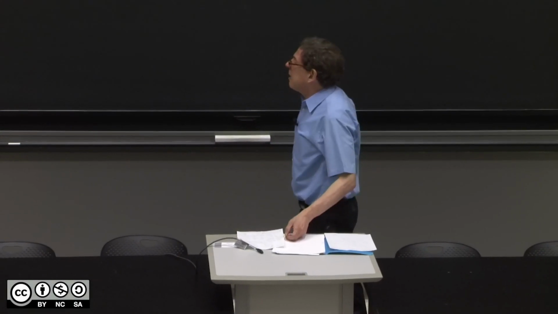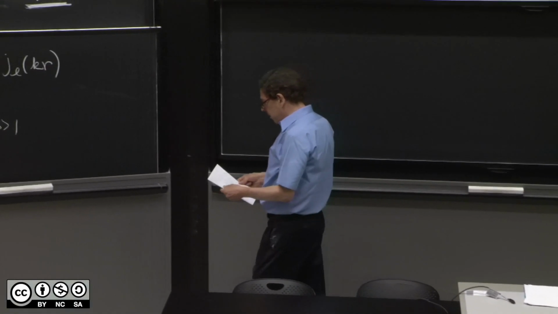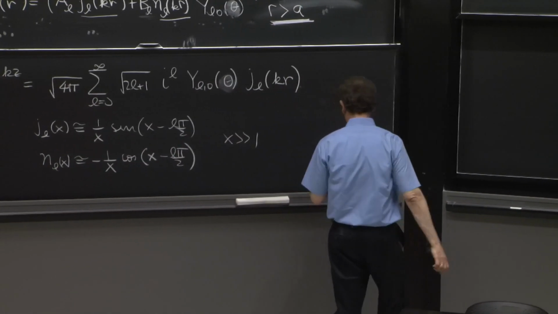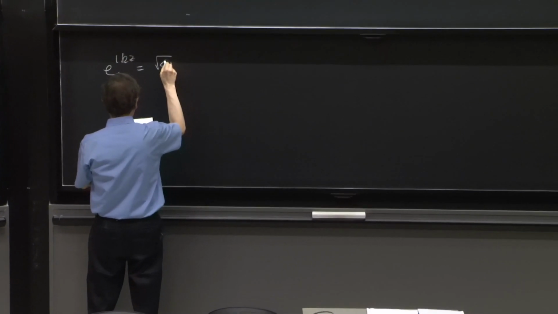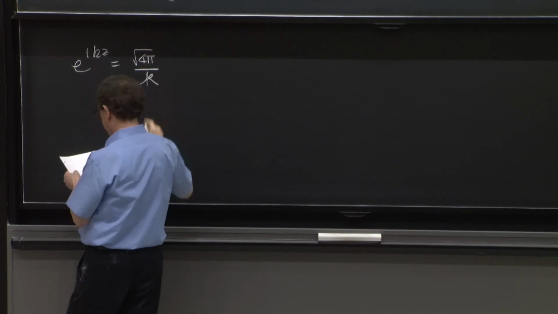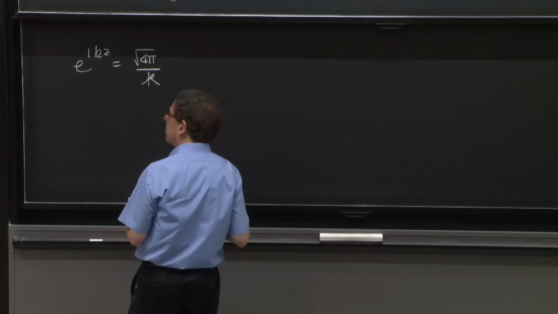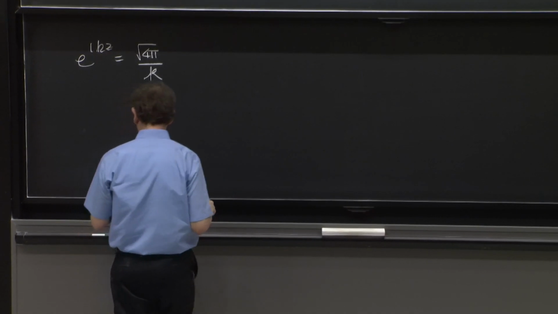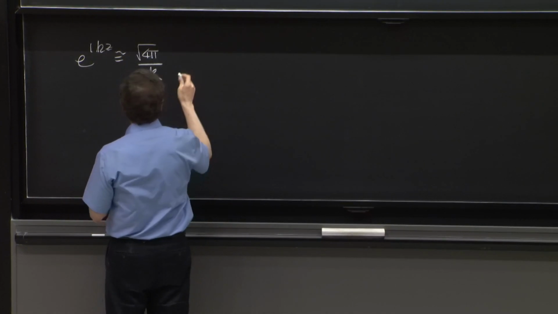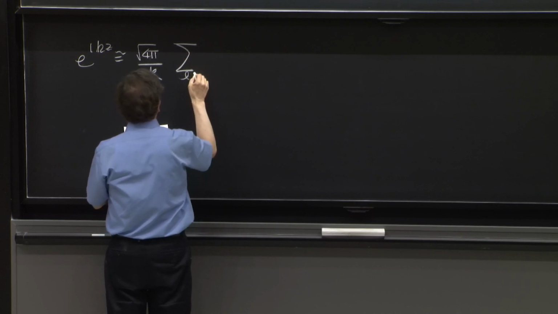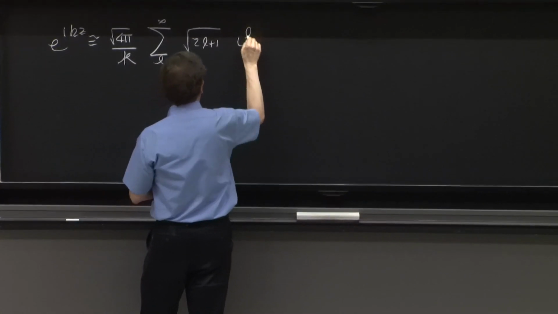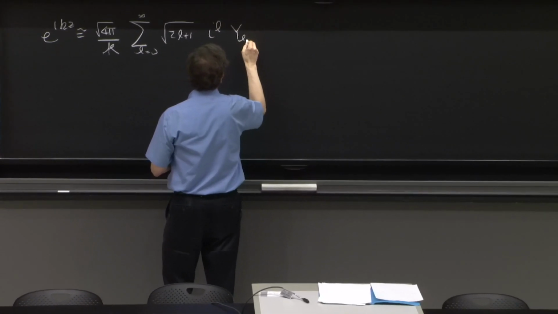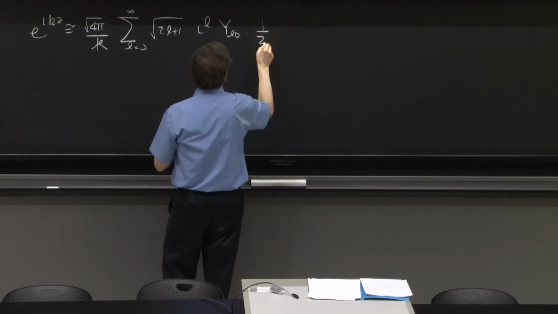I'm going to write this e to the ikz somewhat differently so that you appreciate more what it is. So e to the ikz, I'll write it as square root of 4 pi over k. You say, where does that k come from? We'll see in a second. Sum over L, square root of 2L plus 1, i to the L, Y_L0, 1 over 2i.